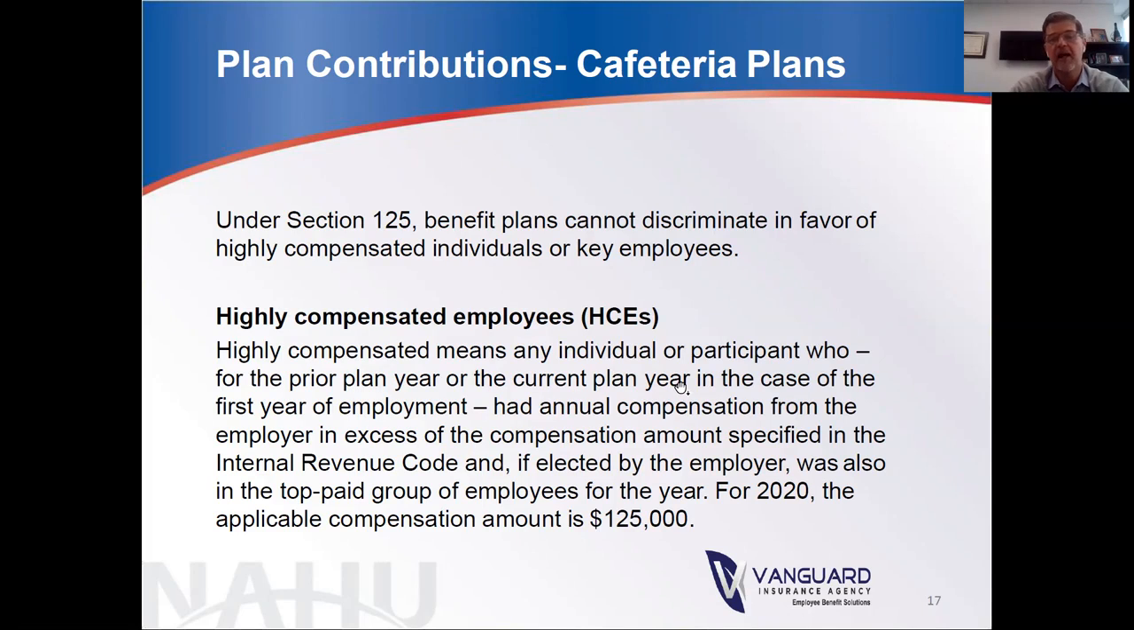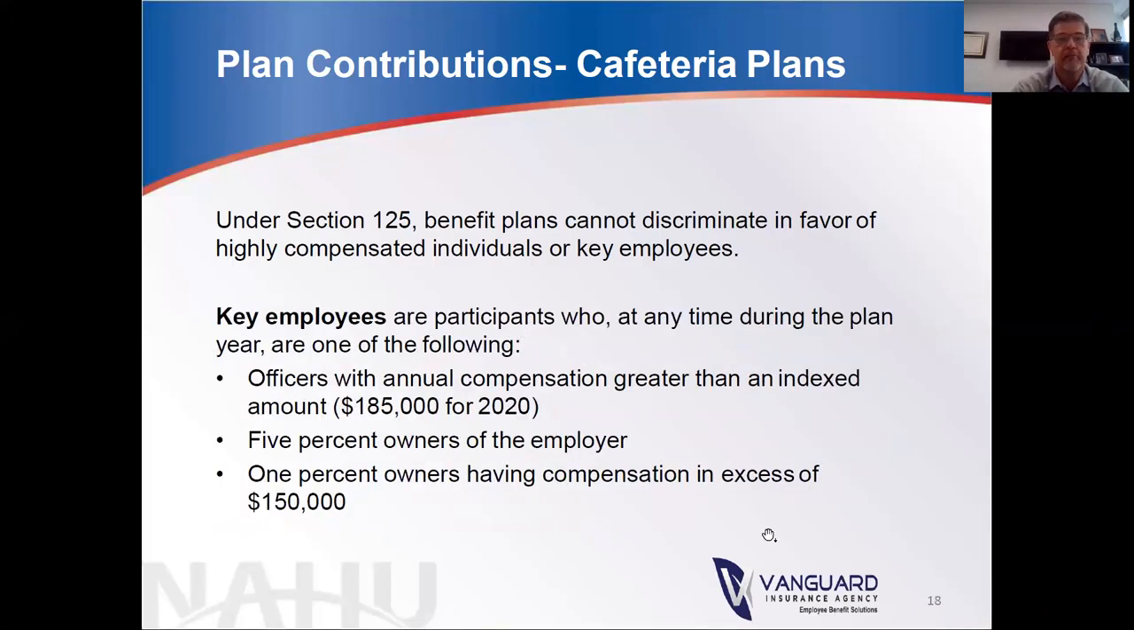So what is a highly compensated employee? For 2020, the applicable compensation is $125,000. So anybody that is above that would be considered a highly compensated employee and should be considered in the contribution strategy. Key employees are those that make over $185,000, and 1% owners in excess of $150,000. Those are all highly compensated employees as well.